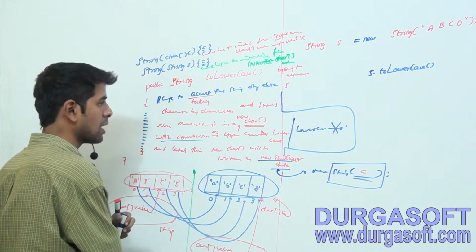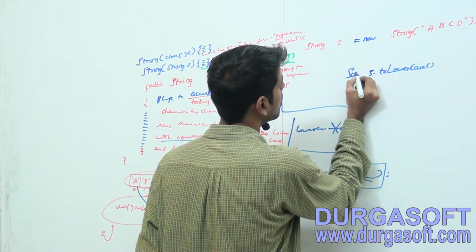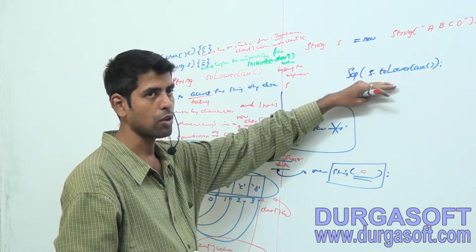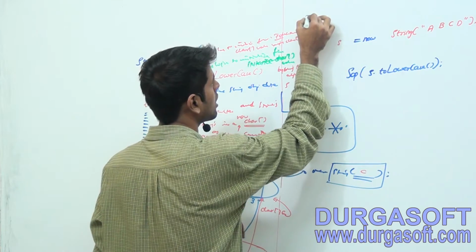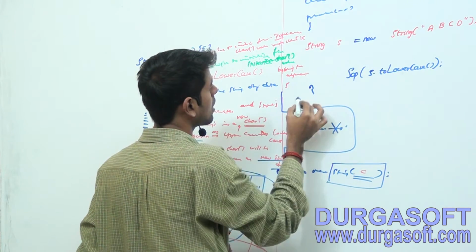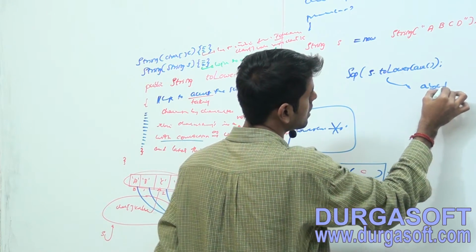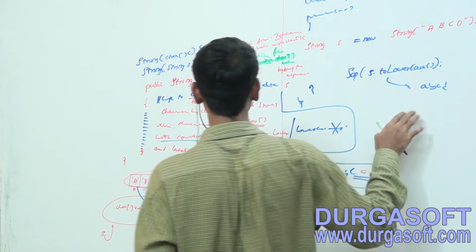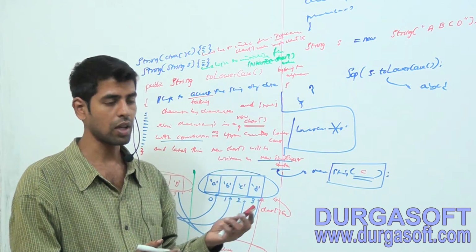Okay, now let me compile this. Let me put this toLowerCase method's return value as an argument to System.out.println. Let it be a static method, public static void main. Let it be class A. Okay, now let me go and compile. What will be the output, friends? A, B, C, D is the output to us, right? A, B, C, D is the output to us.